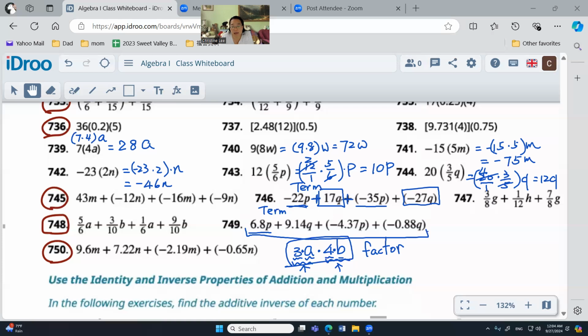So combining like terms. Like is P and P, Q and Q. That's like. So the answer is negative 57P. And then how many Q? Minus 10Q.